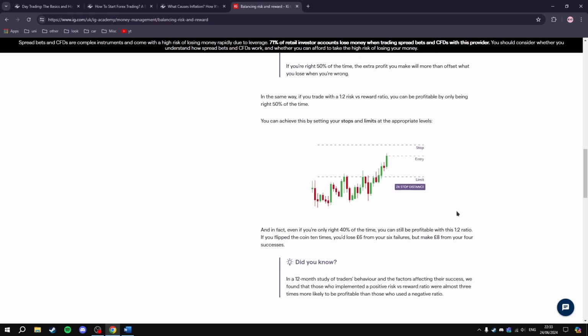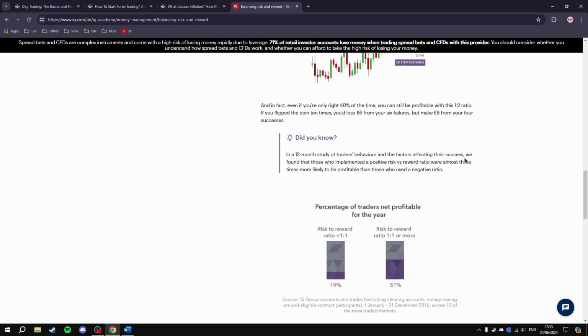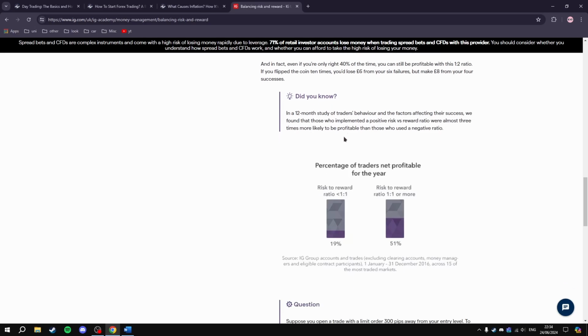You can achieve this by setting your stops and limits at the appropriate levels. So the distance between your entry and your limit or take profit is 2 times the distance from your entry to your stop loss. With the coin flip example again, even if you're right only 40% of the time, you can still be profitable with this 1 to 2 ratio. If you flip the coin 10 times, you lose £6 from your 6 failures, but you make £8 from your 4 successes. So very good.